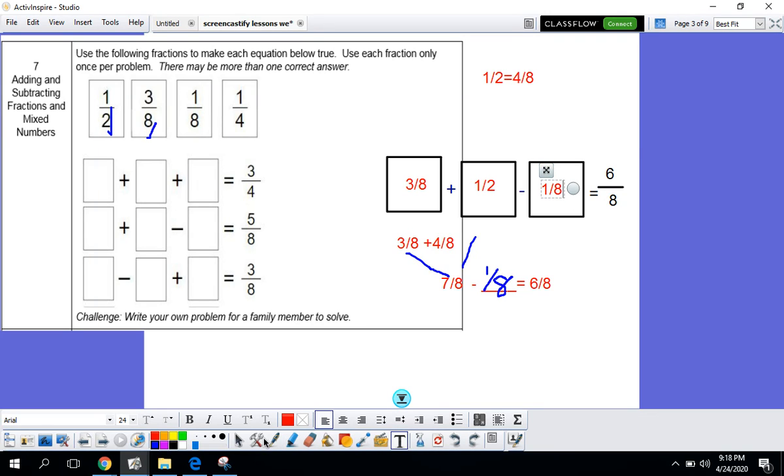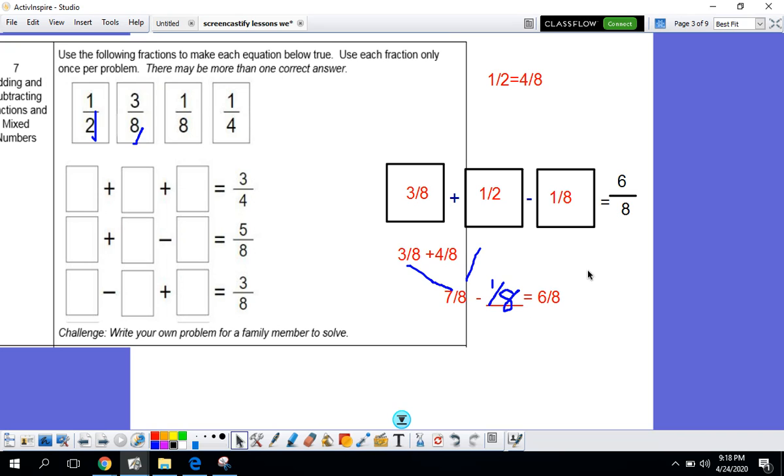Now I can go back and double check that this makes sense. 3/8 plus 1/2, I know 1/2 is 4/8. 3/8 and 4/8 gives me 7/8. 7/8 minus 1/8 is going to be 6/8, which is what I need. So I can be confident that my answer is correct and that all 3 of these are correct. Now, there is another way I could have done this, but this is the example I'm going to use.